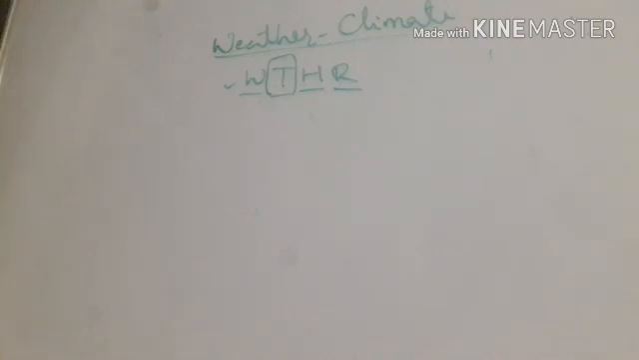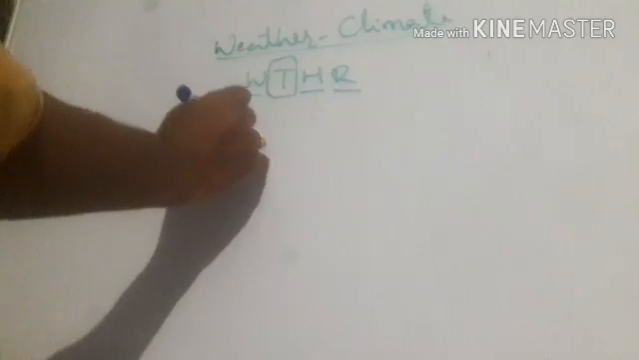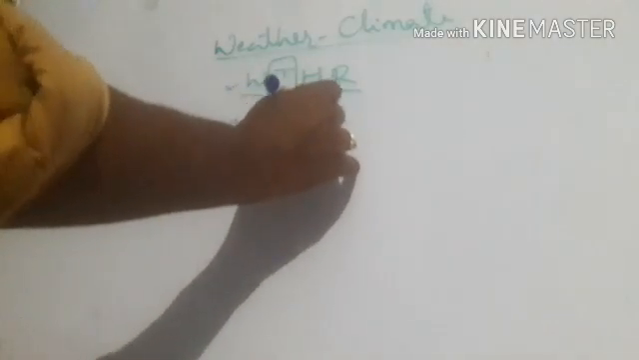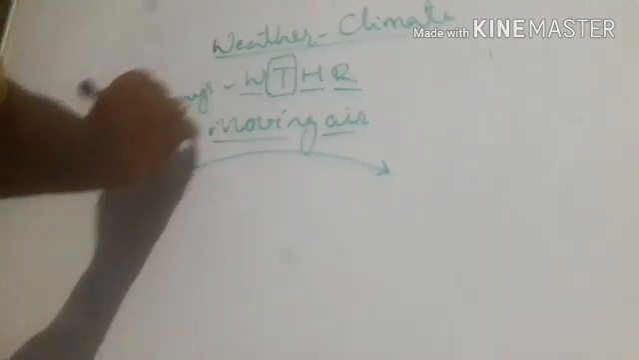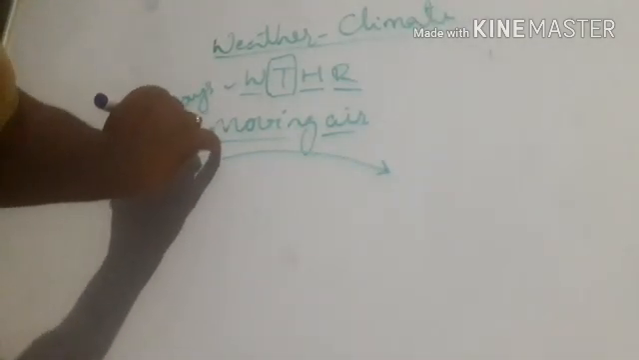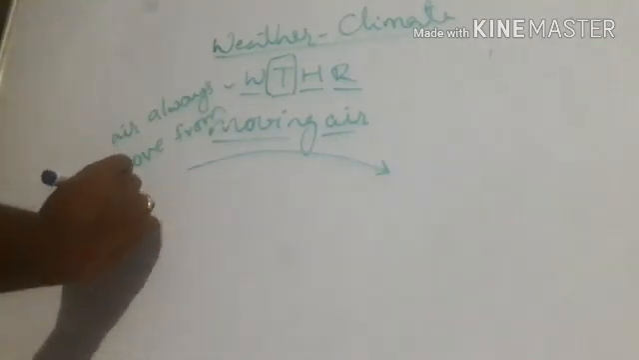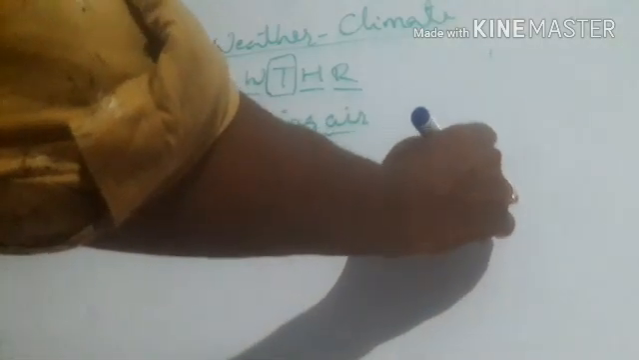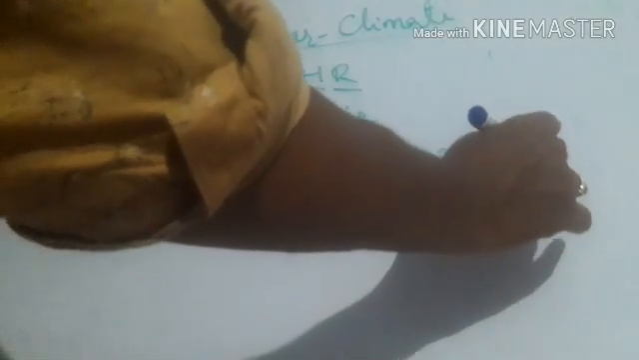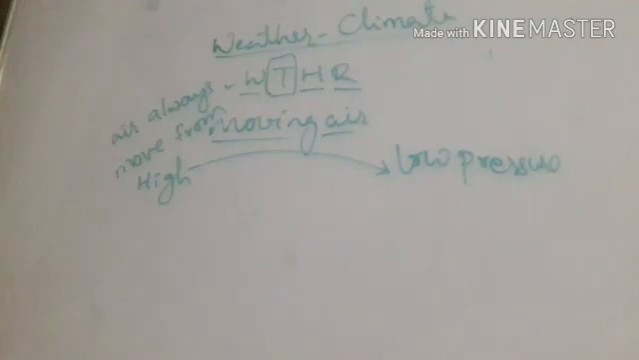The moving air is called wind. So here moving air can move from one place to another place. It has a rule: air always moves from where to where? From high pressure to low pressure.